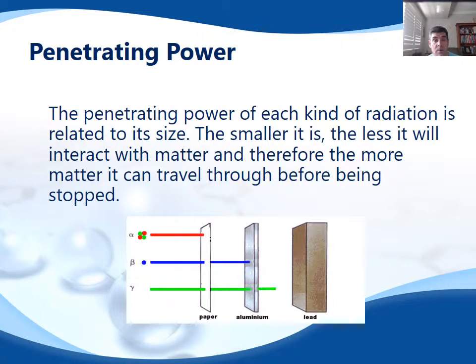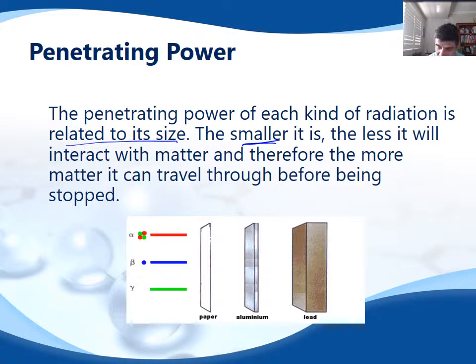The second important property we need to look at is penetrating power. Penetrating power is how far the different types of radiation will travel through different materials. In this case, penetrating power is linked to size. The smaller it is, the less it will interact with matter, and therefore the more matter it can travel through before being stopped.